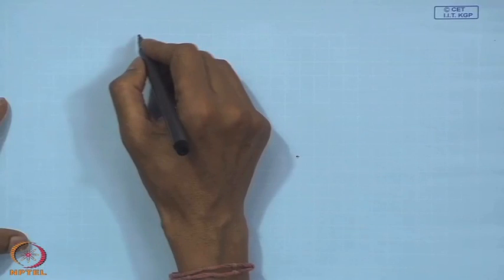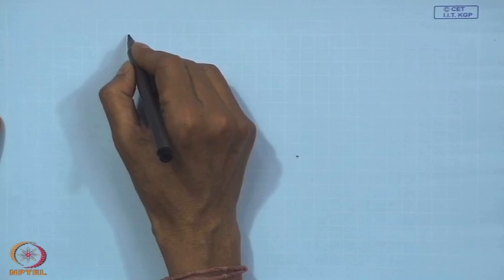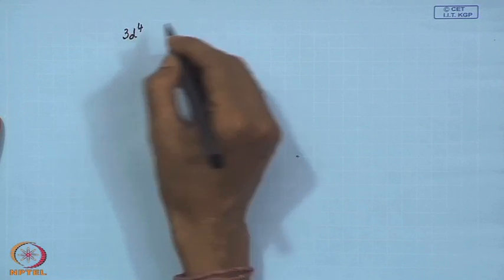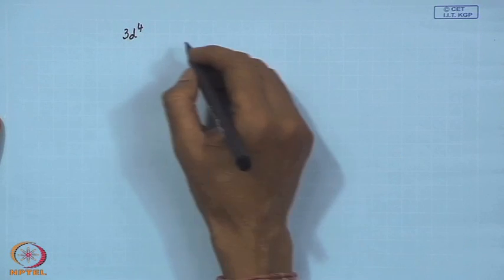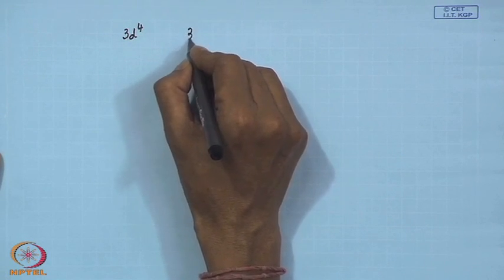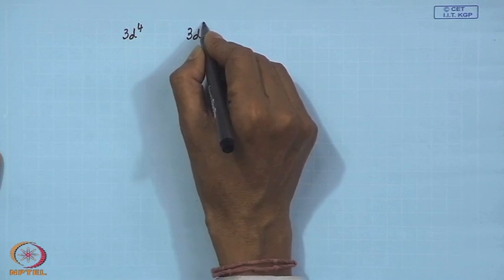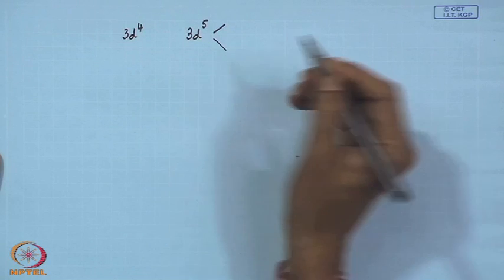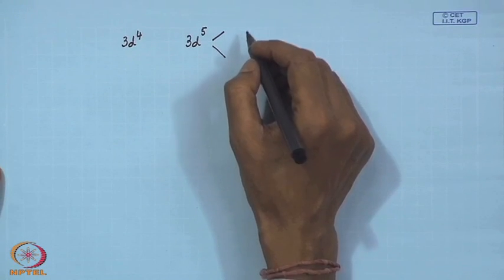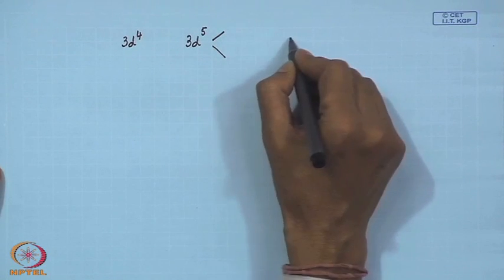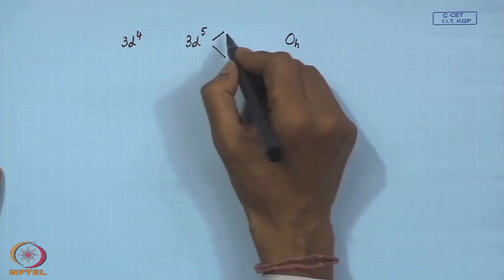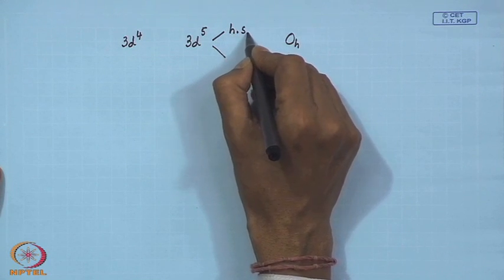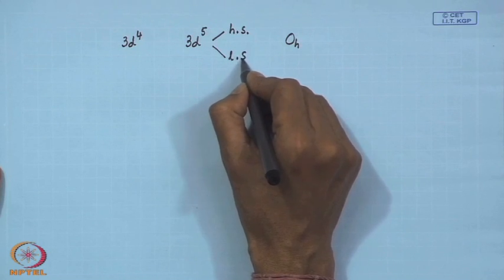Whenever we have any d electron configuration, say 3d4 or 5 or 6 or 7, in case of 3d5 we can have two electronic configurations in an octahedral field. So, the field is octahedral, and we have the corresponding high spin configuration and the low spin configuration.